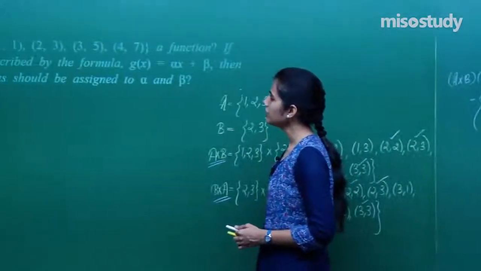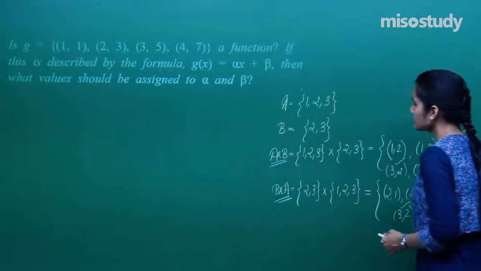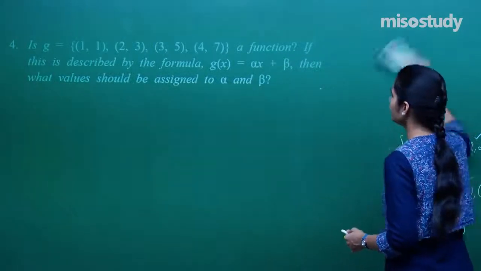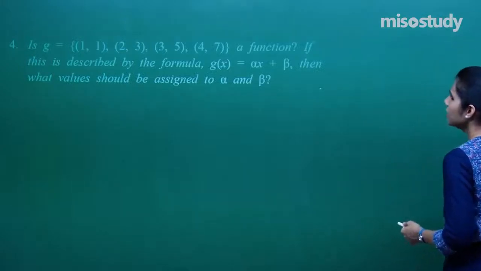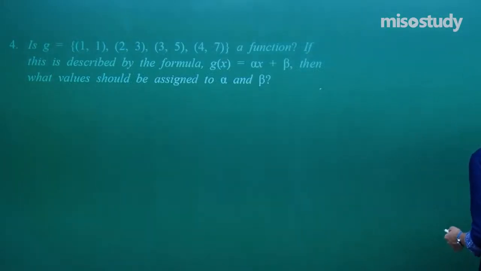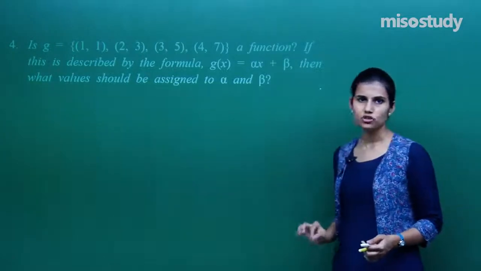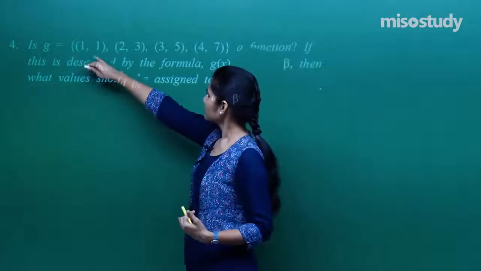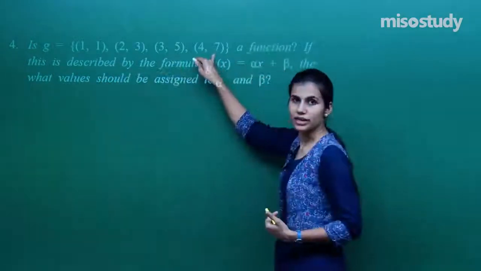Next we have G, which is given to be this. Is this a function? If this is described by the formula g of x equals alpha x plus beta, then what values should be assigned to alpha and beta? I actually need to find the exact definition of the function G. So G is basically this function as a relation.